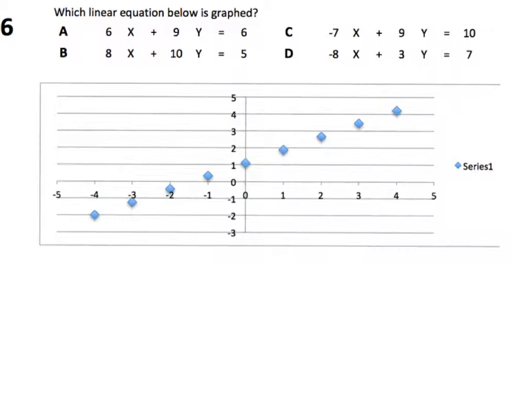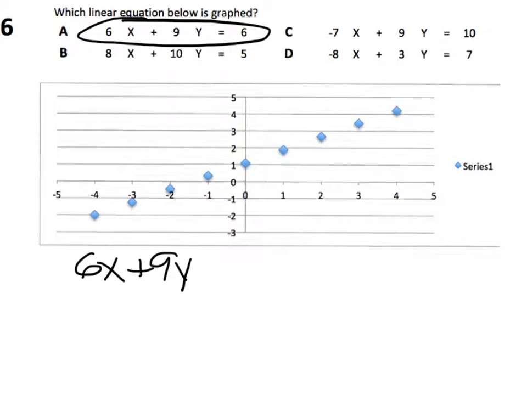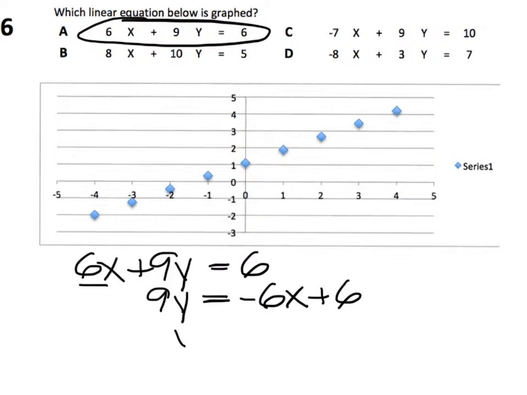Which linear equation below is graphed? Here's what you would have to do. One way you could do it is this. If you look here, in order to convert this equation in choice A into slope-intercept form, where the intercept is where the line crosses the y-axis, you would have to keep your 9y on the left, move the 6x to the right, change the sign, and then divide everything by 9. We've done this before.